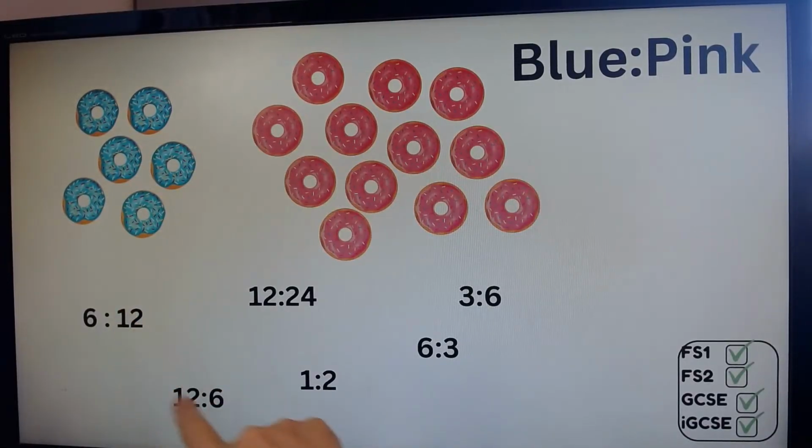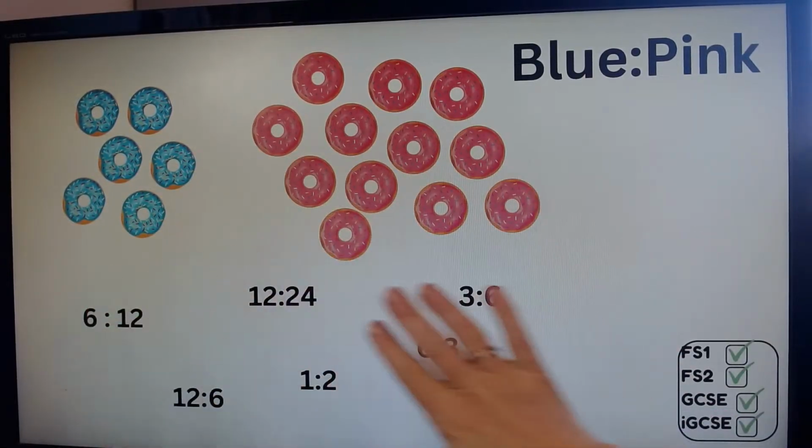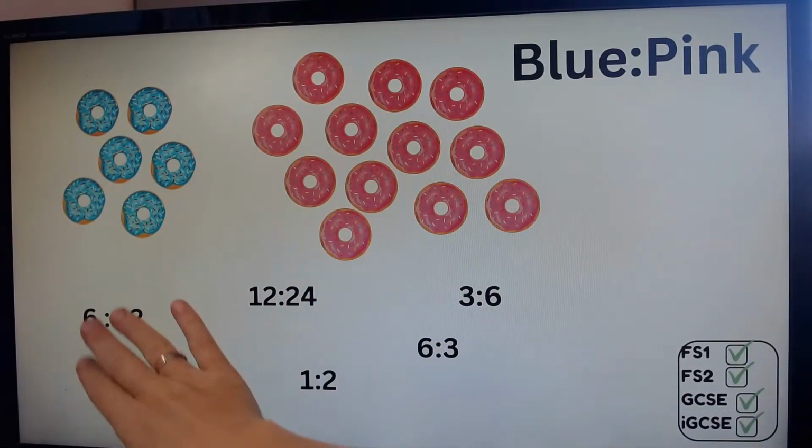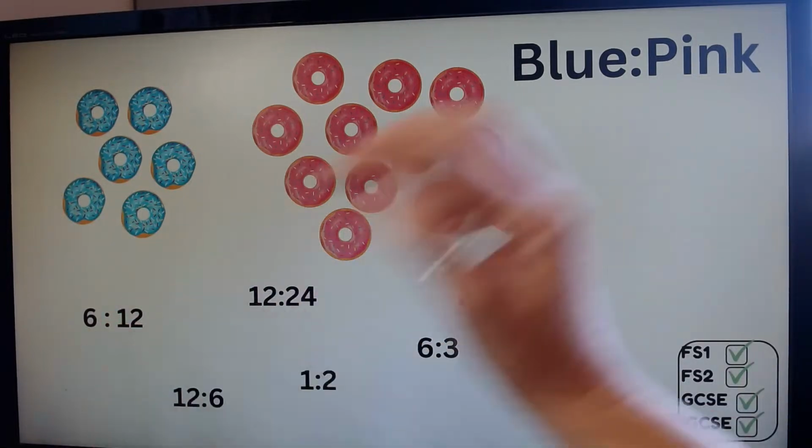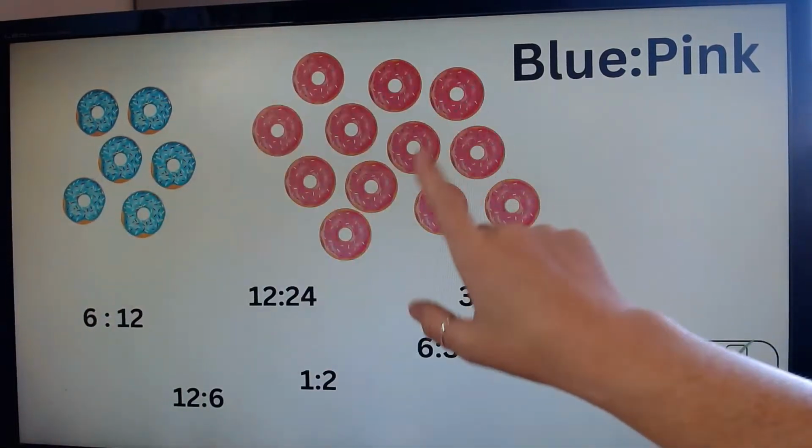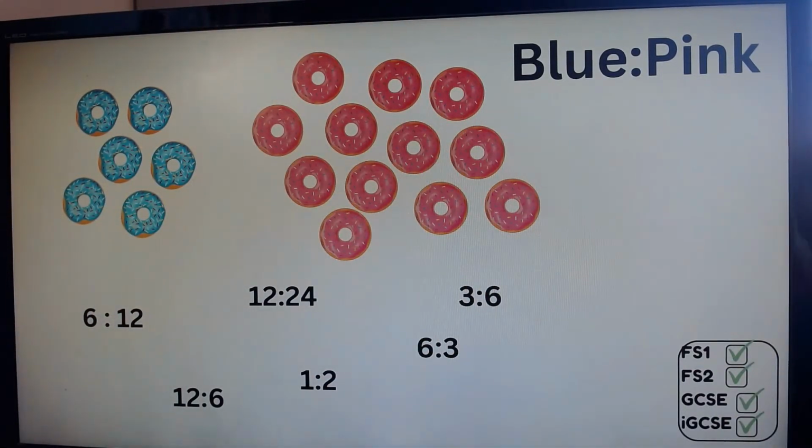And we've got 6 different ratios at the bottom. Some of those ratios represent the ratio of blue donuts to pink donuts. So I'd like you to highlight those or circle those or pick those ones out in some way. Some of them don't. So which ones do you think are actually right ratios, ones that work for this, and which ones are not? Again, I'm going to give you a little bit of thinking time about that.